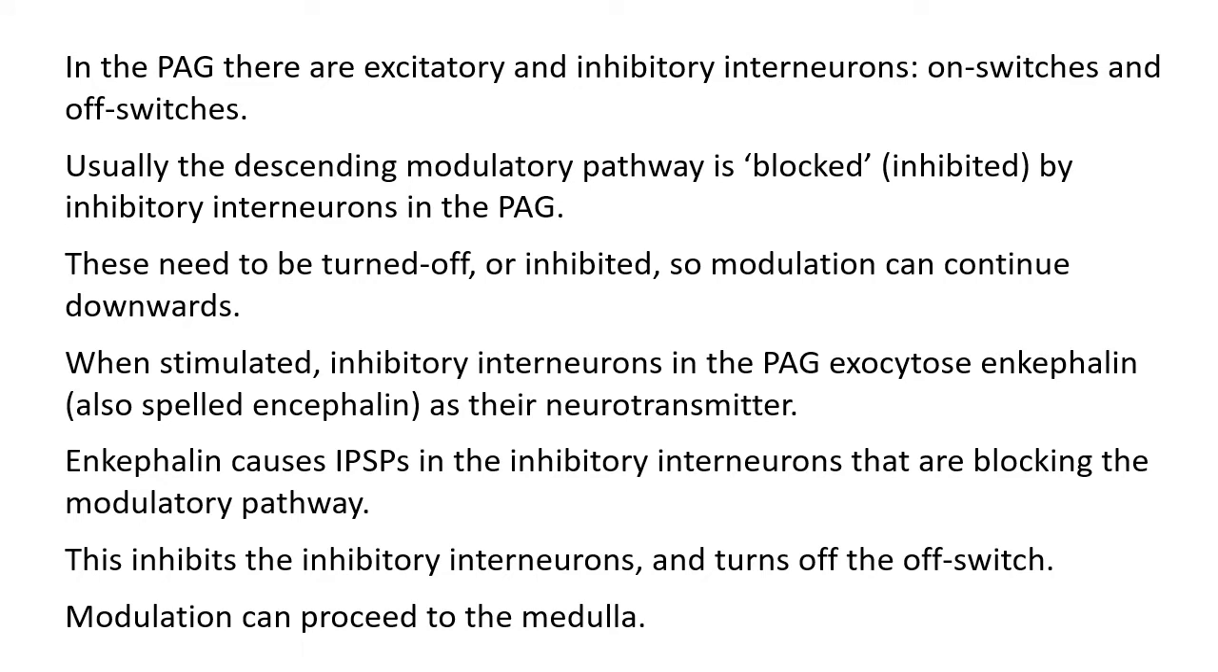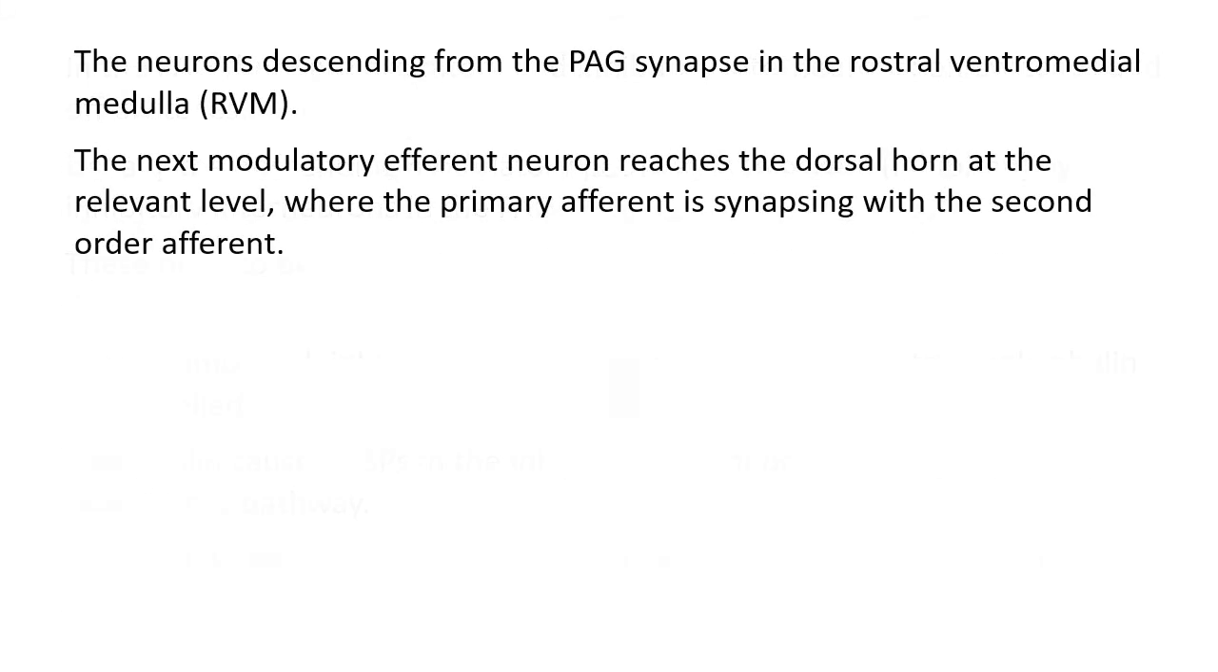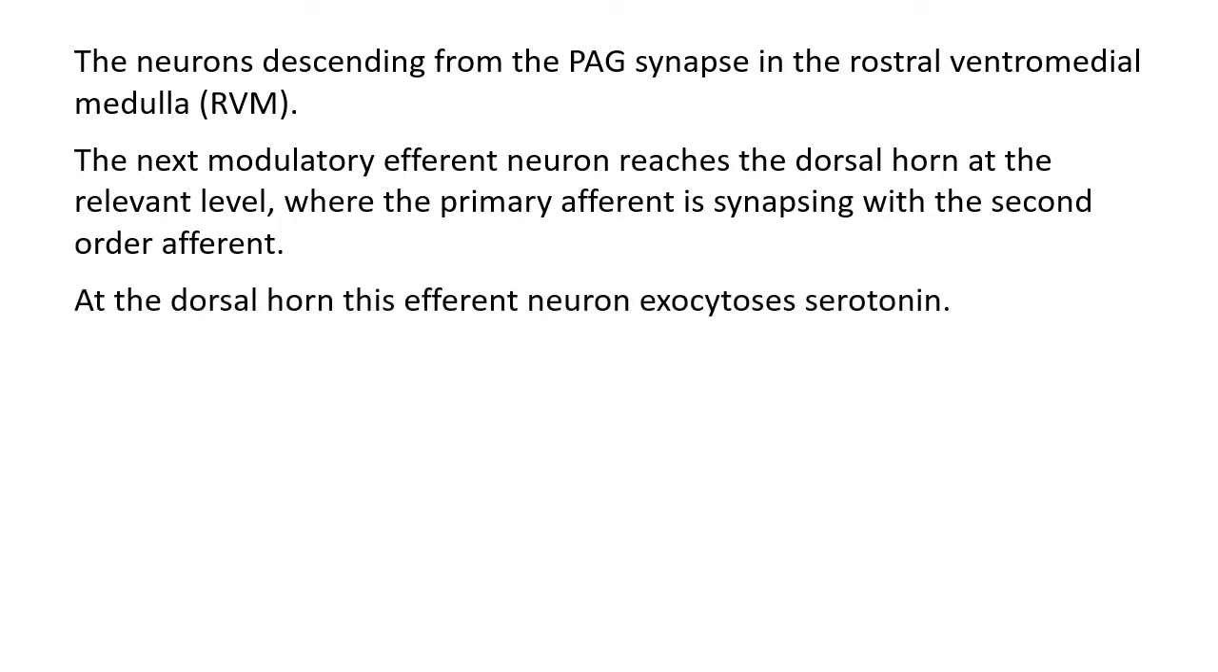Therefore, modulatory action potentials can be chemically transmitted in the PAG and sent down via efferent neurons to the medulla. The efferent modulatory neurons synapse again in the rostral ventromedial medulla, or RVM. That's just a section of the medulla in a position near the front. The next efferent progresses down to the dorsal horn, at the level at which the primary afferent of the pain pathway is entering. The neurotransmitter of choice here is serotonin.